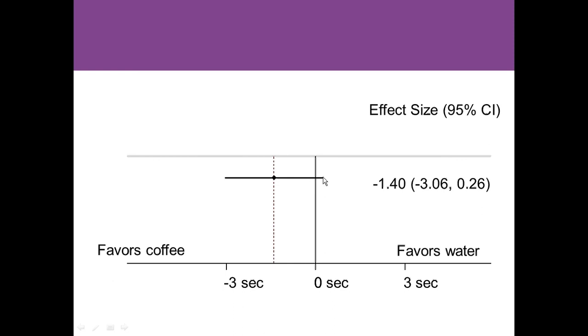If that 95% confidence interval crosses over the null value, the 0 line in this case, then we are not 95% confident that there is a difference between drinking coffee and drinking water in the broader population. That the true value might lie somewhere between this mark, where there would be a favouring of water, to all the way over there, where there's a strong favouring towards the coffee.